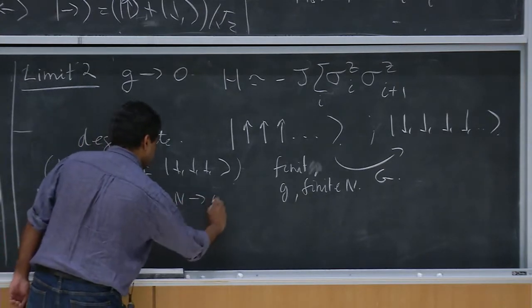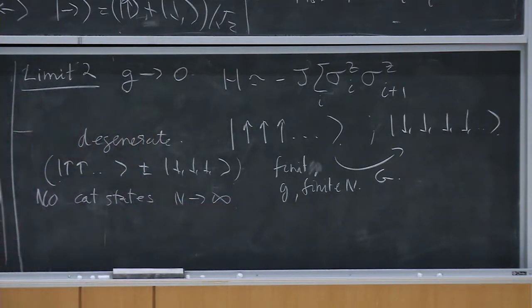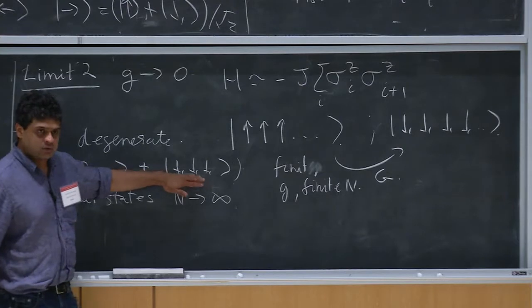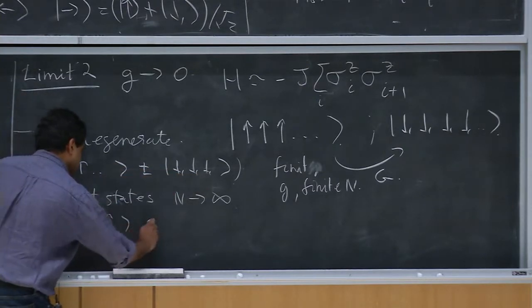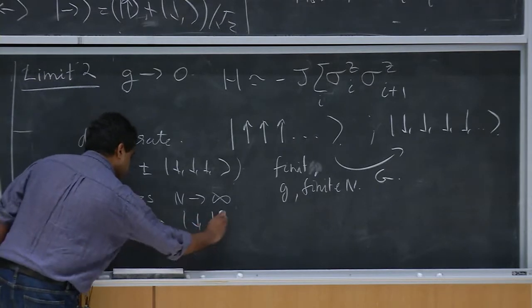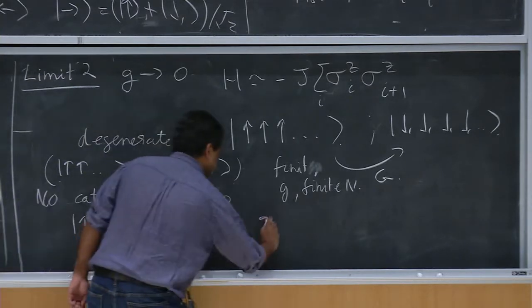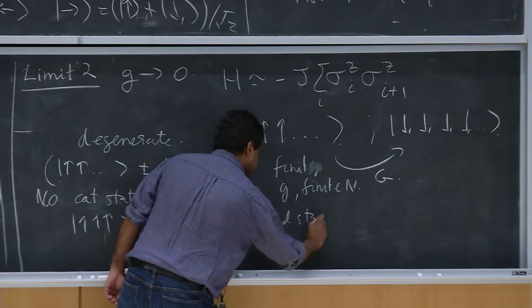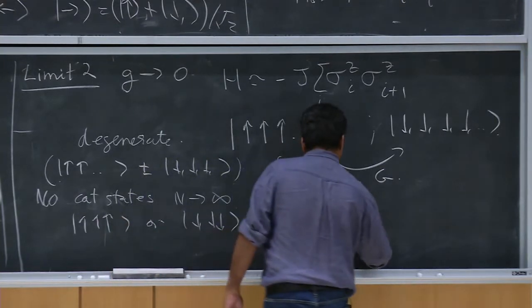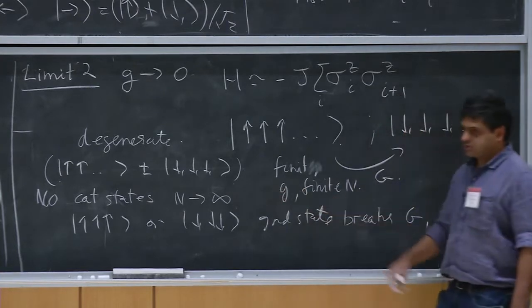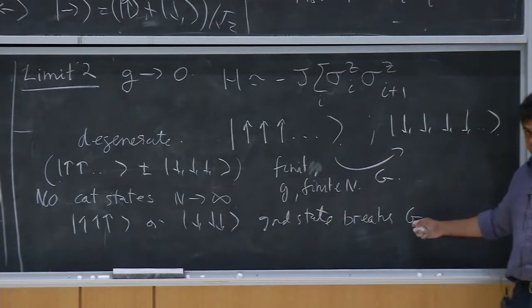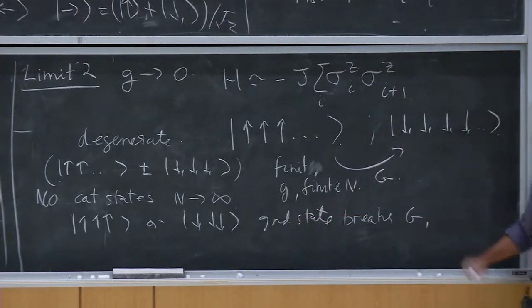Okay, in the limit of n going to infinity, that's where you utilize n going to infinity over here. Yeah, and then you're forced to decide whether you're all up or all down, and then the ground state breaks symmetry. Okay, so in other words, you cannot label the ground state by eigenvalues of G. They're not eigenstates of G.